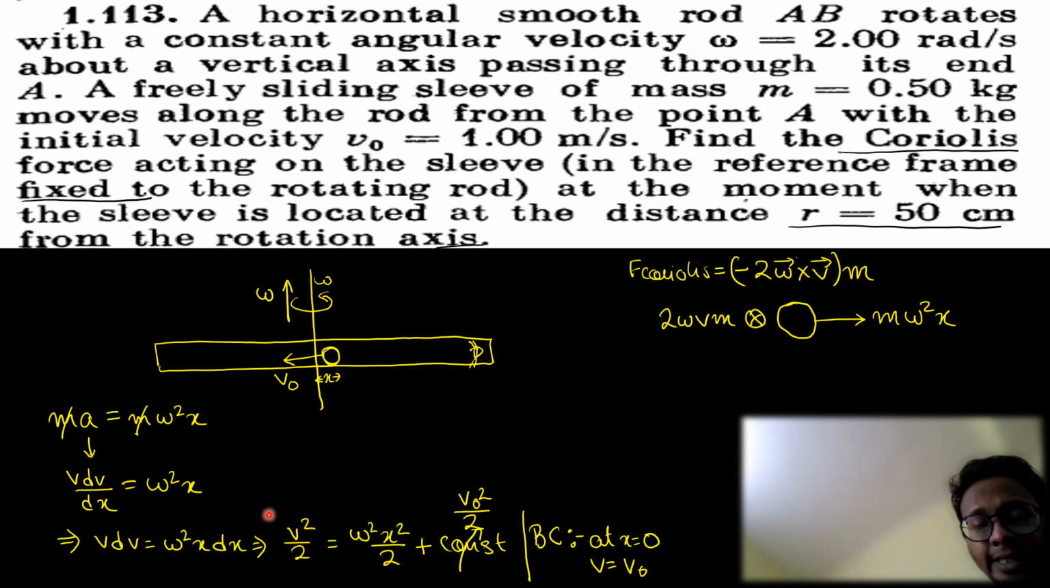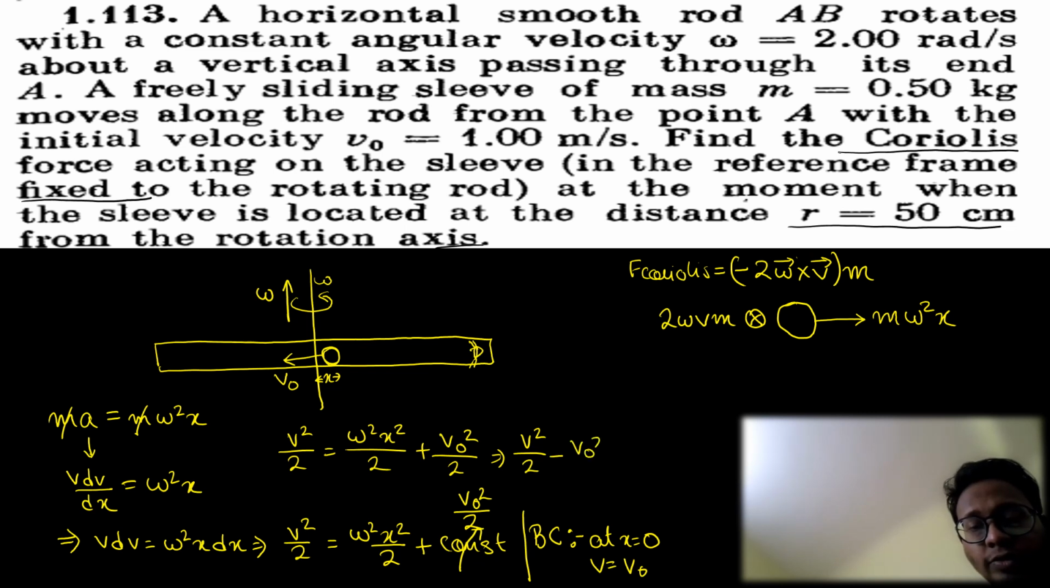So if I rewrite this entire equation properly, what will happen? V square by 2 is equal to omega square x square by 2 plus v naught square by 2. I don't need to write this equation in full. What I need to do is find out the value of velocity, because I need to substitute that velocity inside this Coriolis force. The question is asking for the component of Coriolis force.